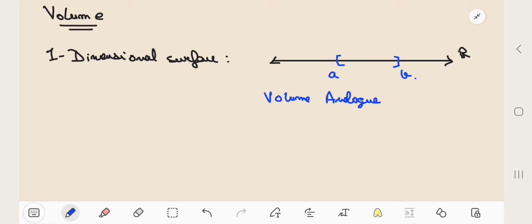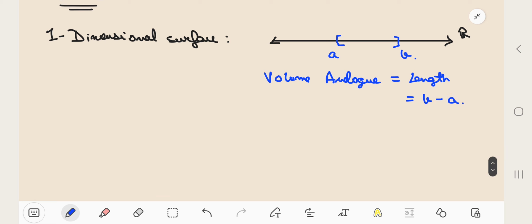In this case, quite obviously, the volume analog, which resembles the concept of volume which we have studied for three-dimensional Euclidean elementary figures, is just the length of the segment, and it will be just b minus a. An important thing to observe is that this b minus a can also be interpreted as the integration over this line. So suppose I write this line as L, then it is the integral over L of just dx. If you know very elementary integration, this is quite observable.